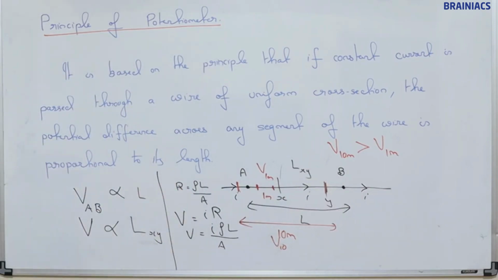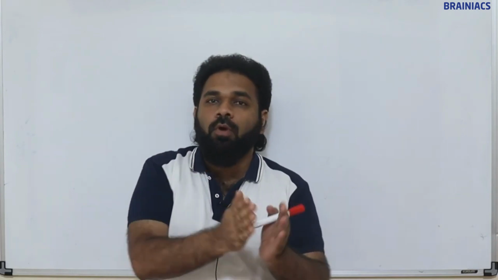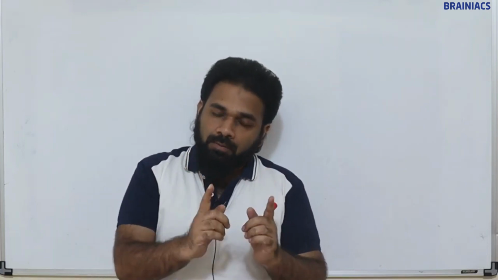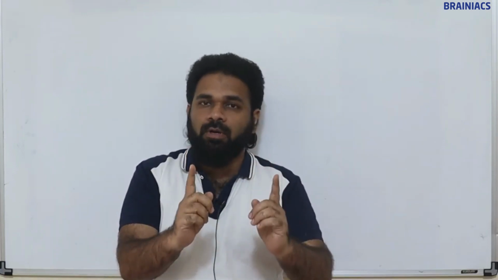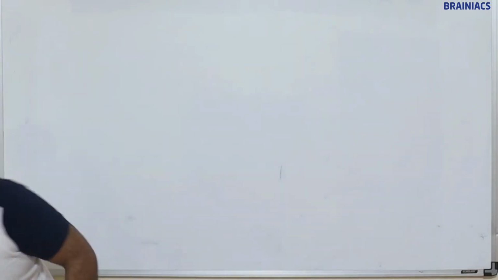Note it down. The idea is very simple. Constant current, constant area of cross section, voltage is directly proportional to length. That is the simple idea. Same current, same area of cross section. If the length is small, or if we consider a smaller length, we get smaller voltage. If we consider more length, more voltage. Simple concept.